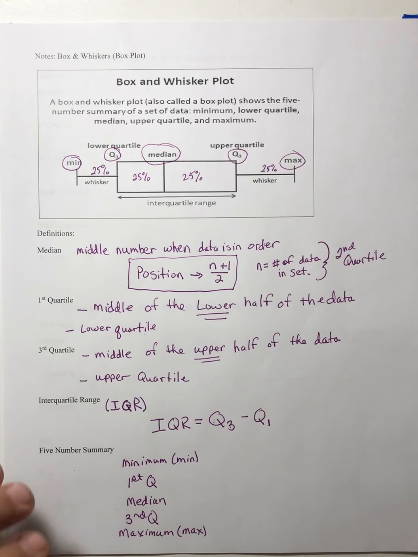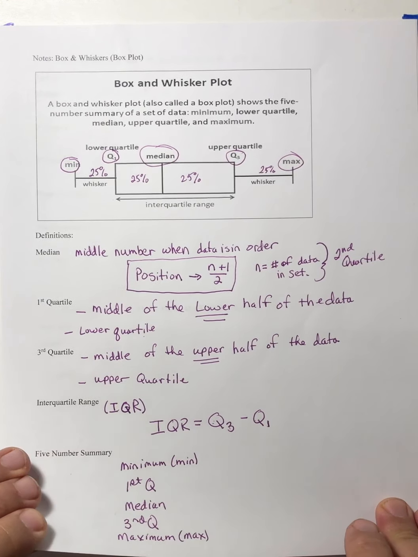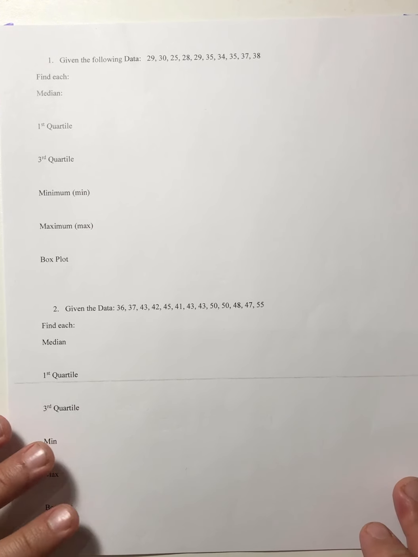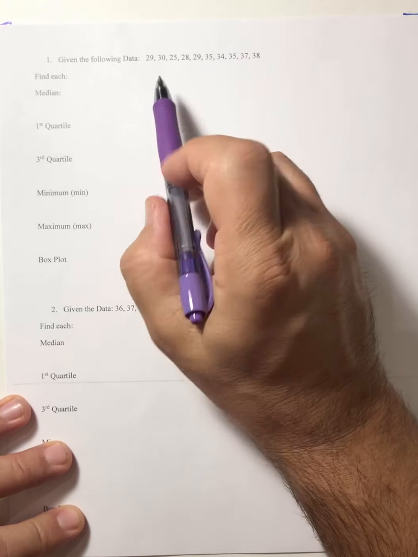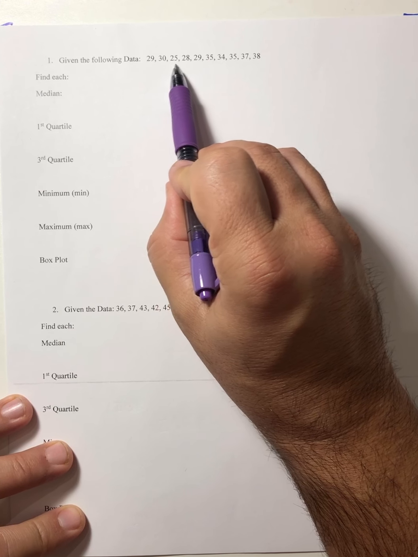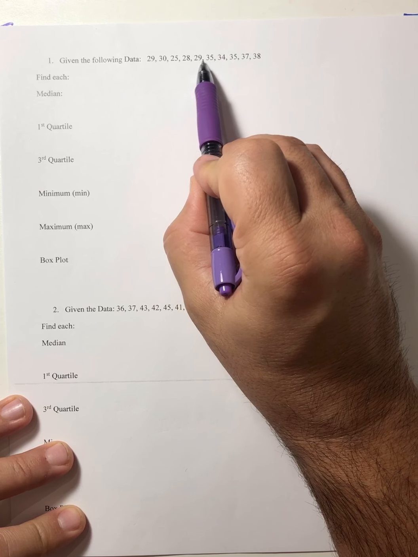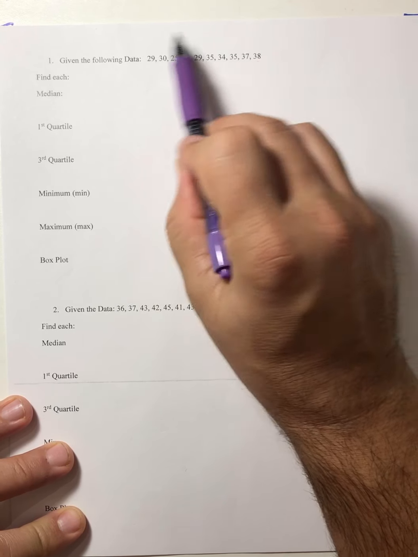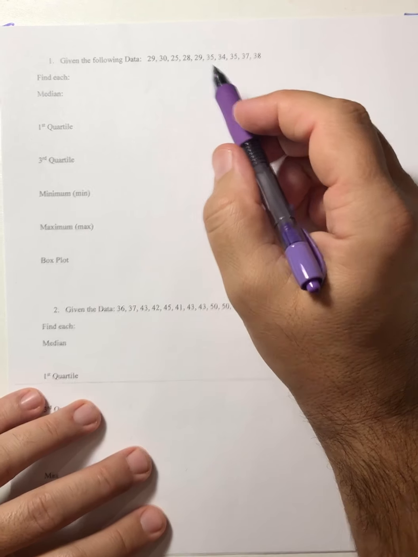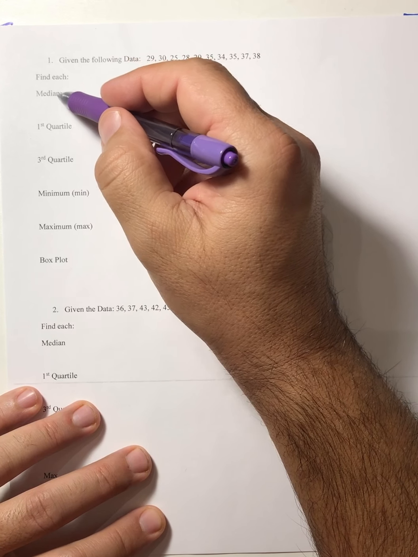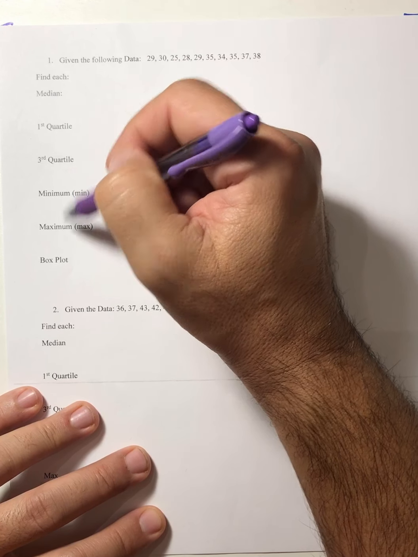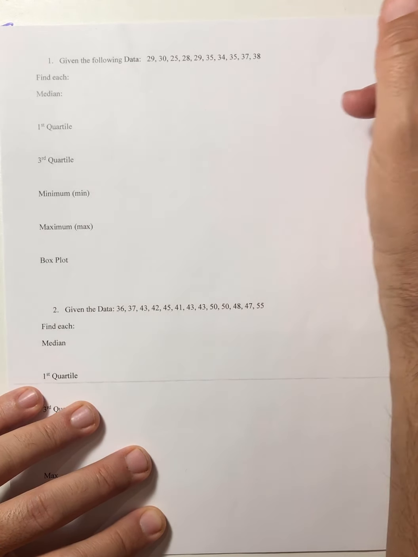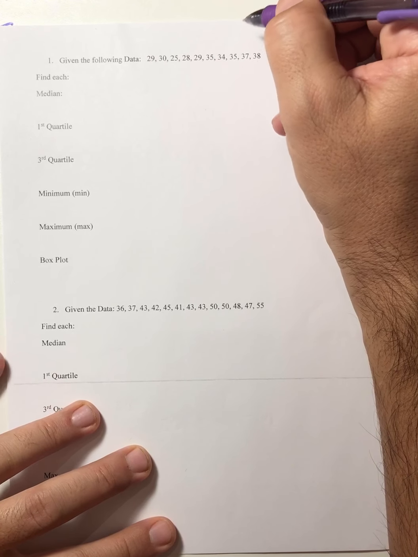All right, let's look at a piece of data. Let's look at data now so we can do this stuff. So, first thing we have is the following set of data. Okay, so we have 1, 2, 3, 4, 5, 6, 7, 8, 9, 10. We have 10 pieces of data items here. Okay, so we're going to find each of these things. So in order for us to find the median, we have to put this stuff in order. So let me start putting this in order.